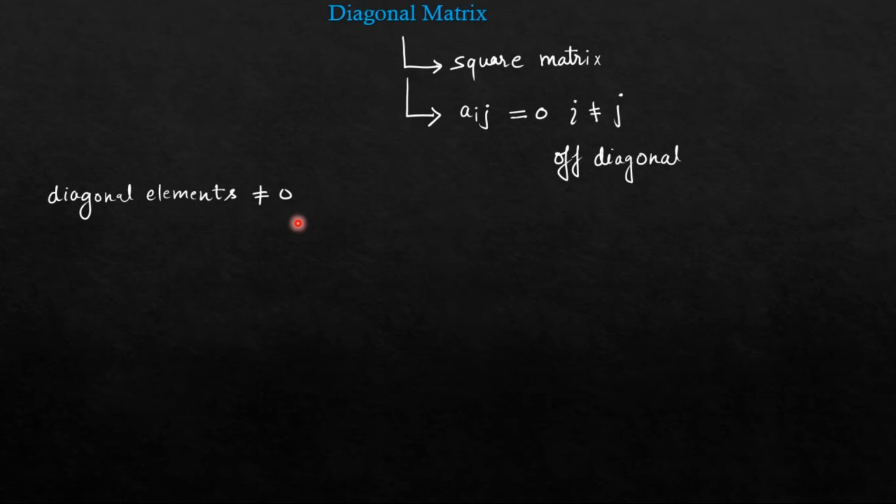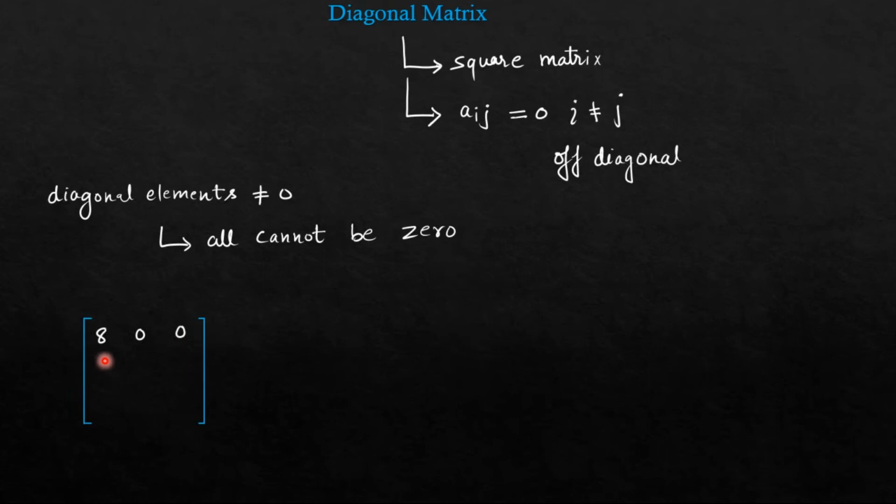Okay. The thing is that diagonal elements may or may not be 0, but all cannot be 0. At least one of the diagonal elements must be non-zero. Others can be 0. Now let us take a matrix something like this: 8 0 0, 0 5 0, 0 0 0. This matrix is a diagonal matrix. Though one of the diagonal elements is 0, all are not 0. Even if any one of the diagonal elements is non-zero, it will be classified as a diagonal matrix.